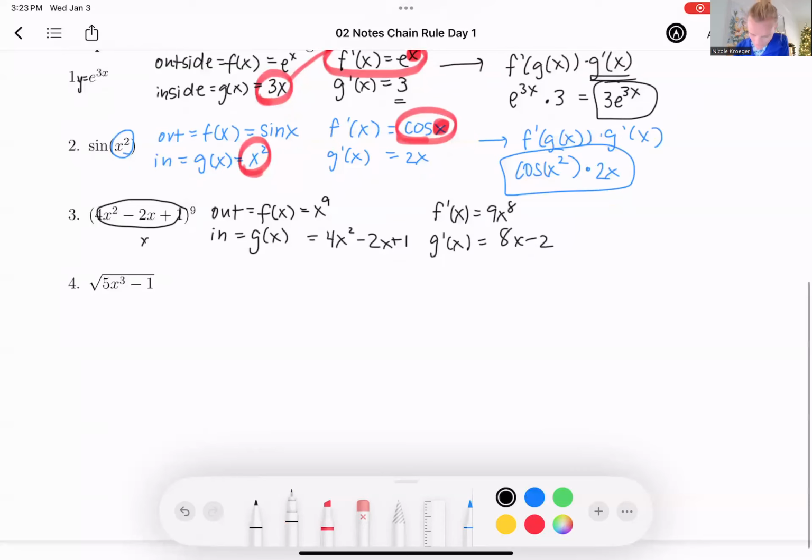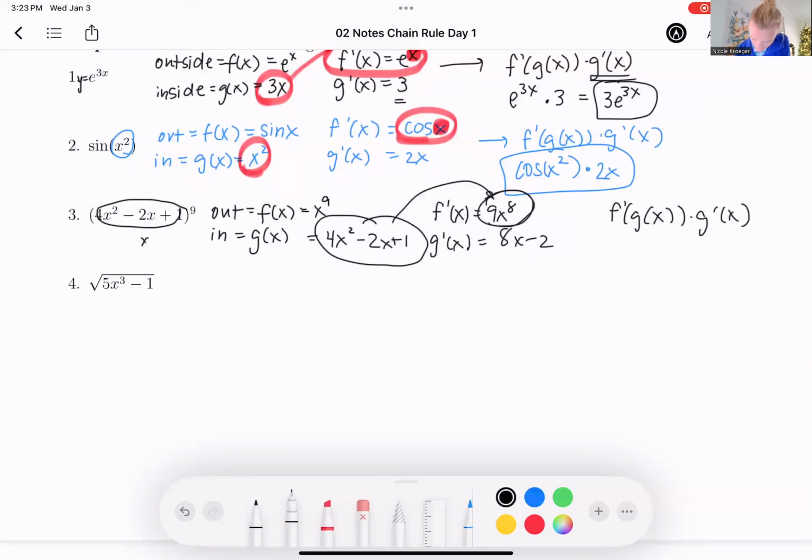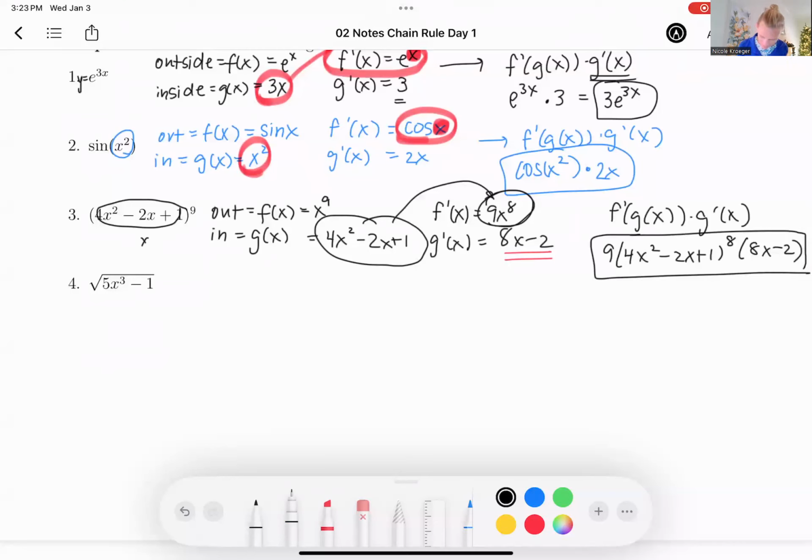Okay, so now I'm going to use my chain rule, f prime of g of x times g prime of x. F prime of g of x means I replace the x here with the original inside function. So I'm going to have 9 times 4x squared minus 2x plus 1, all raised to the 8th power. And then I multiply all of that by g prime. So multiply all of that by 8x minus 2. Make sure you put the parentheses there because that's all getting multiplied. Okay. And then let's do this last one.